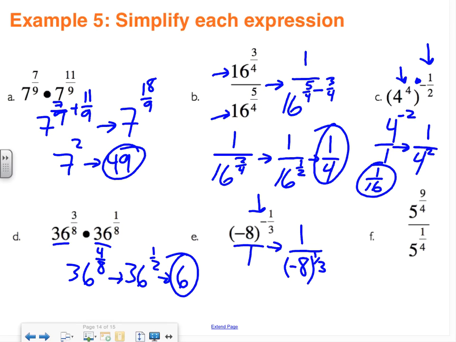Let's write this in radical form. Feels like we haven't done it forever, but this, written in radical form, is 1 over the 3rd root of negative 8. This is starting to look a little bit normal. Now to figure out the 3rd root of anything, we ask ourselves, what number times itself 3 times will give us the radicand, the thing under the radical? In this case, it'd be negative 2, because negative 2 times negative 2 times negative 2 is negative 8. So the final answer is 1 over negative 2.